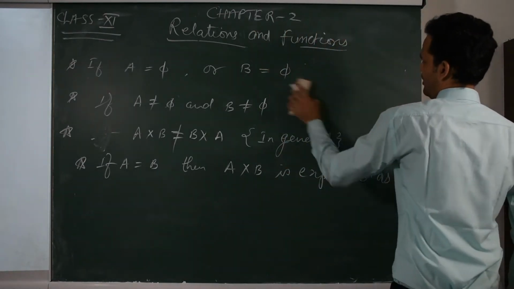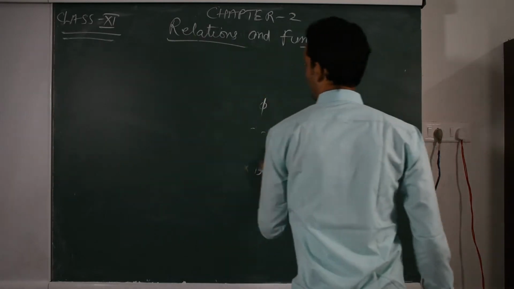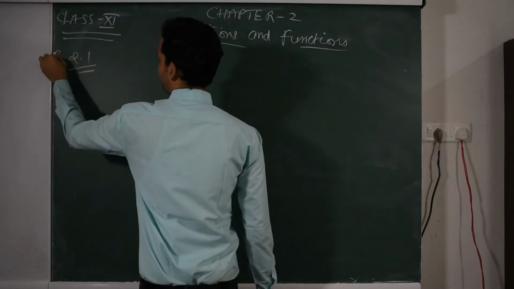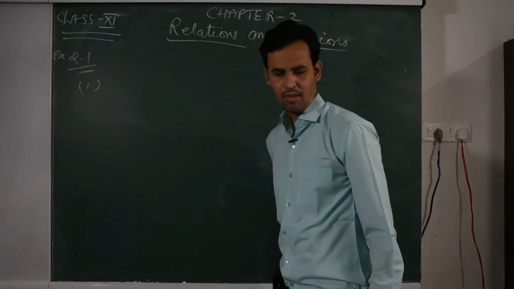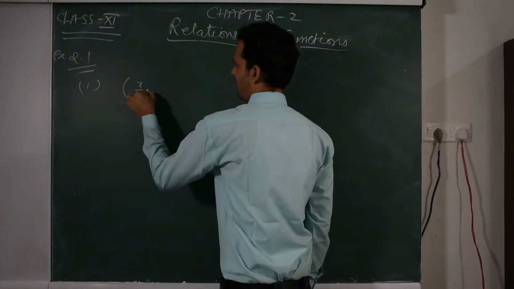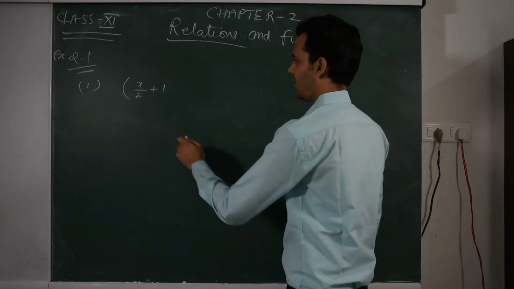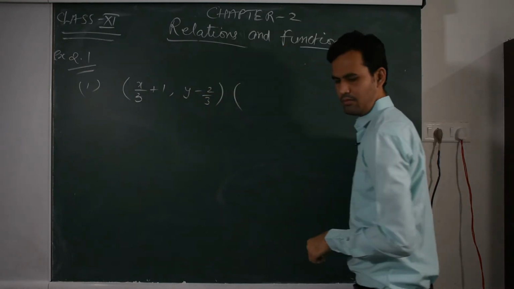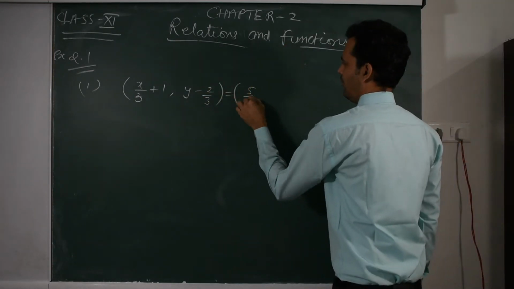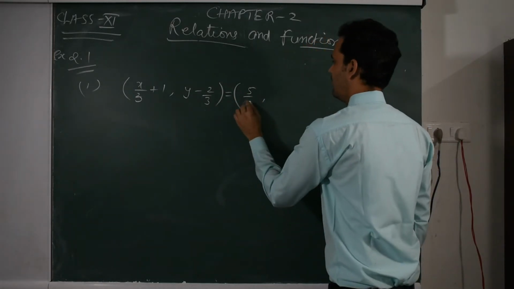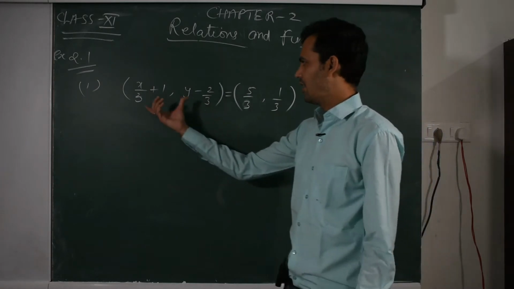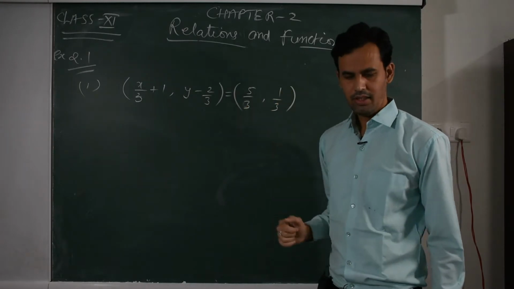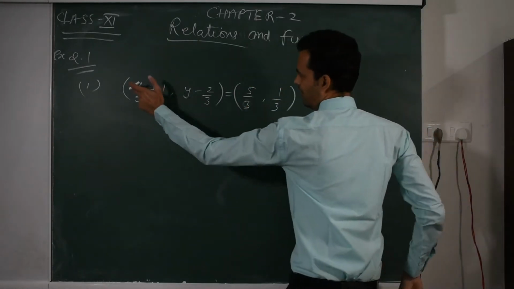Now exercise 2.1, question number 1. If x by 3 plus 1, y minus 2 by 3 is equal to 5 by 3 and 1 by 3, then find the values of x and y. We have to find the values of this x and y.